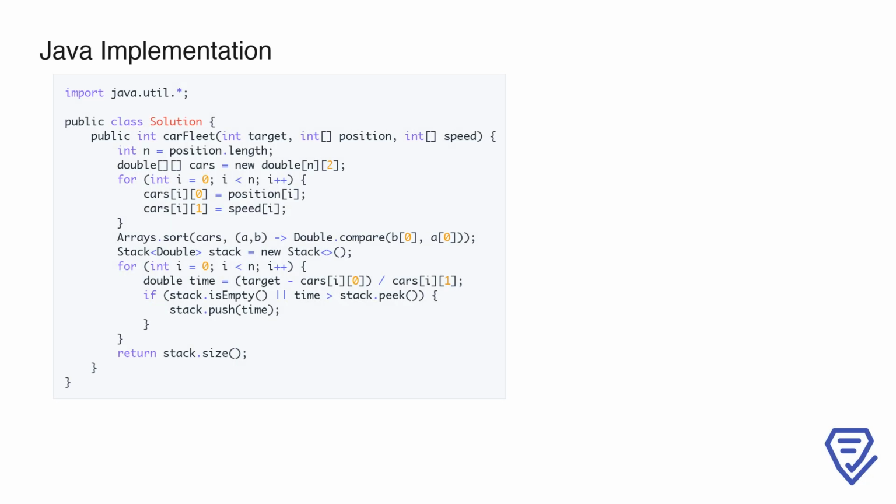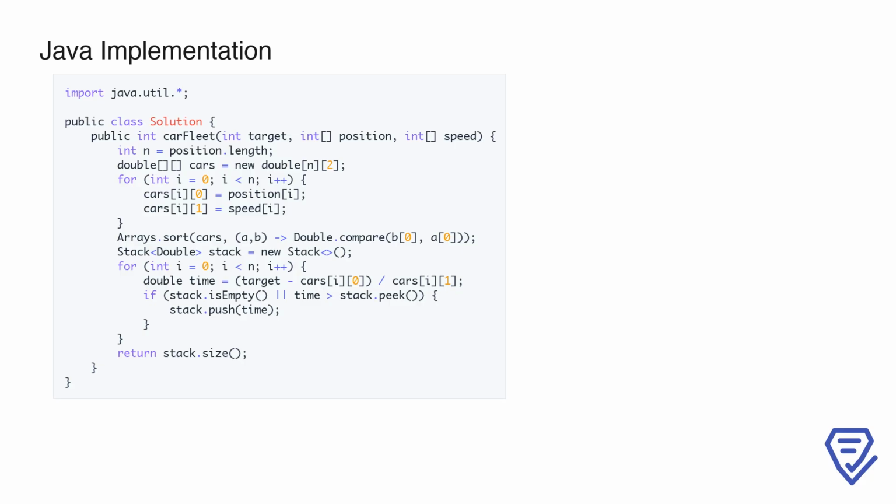Here is the Java implementation for LeetCode problem number 853. The logic here matches the Python approach. We first construct a 2D array of cars with their positions and speeds, then sort them in descending order by position. A stack is used to record the arrival times. As in Python, if the arrival time of the current car is greater than the top of the stack, it represents a new fleet and is pushed onto the stack. The final fleet count is the stack size.